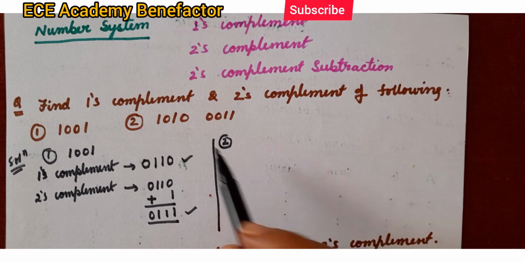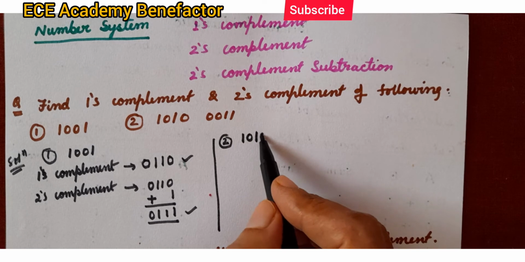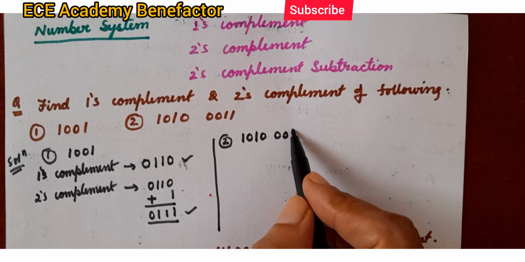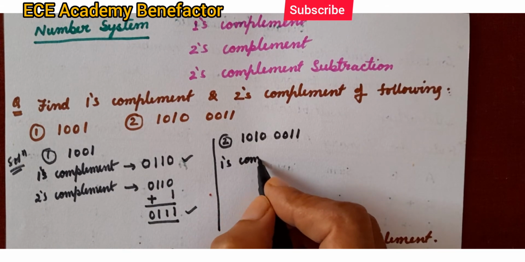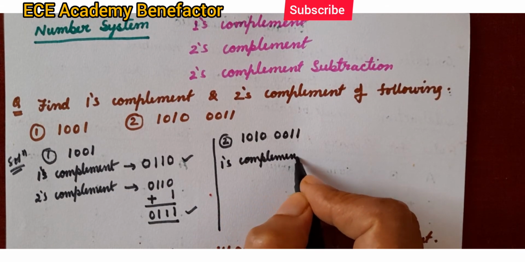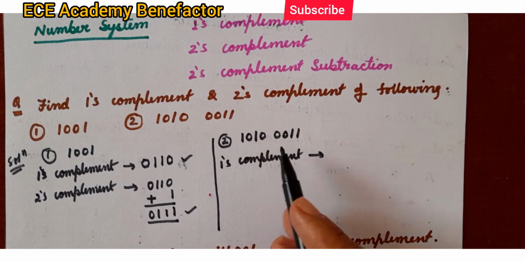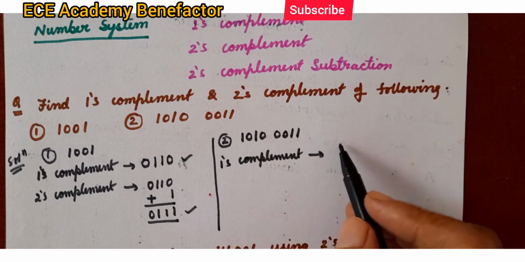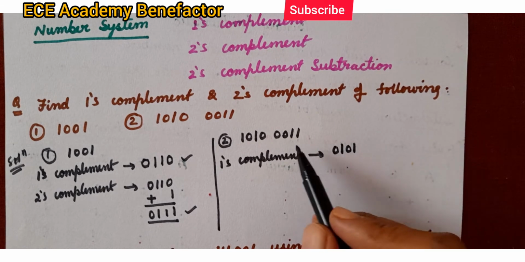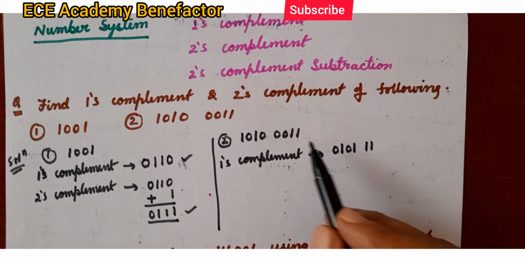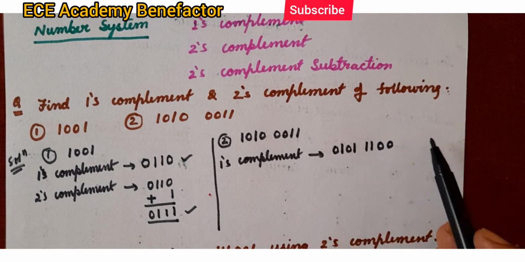Now let us see the second question. Find the ones complement of this number. The given number is 1010 0011. Ones complement. So what do you do? Replace 1 by 0 and 0 by 1. So it will become 0 1 0 1 1 1 0 0. This is ones complement of this number.